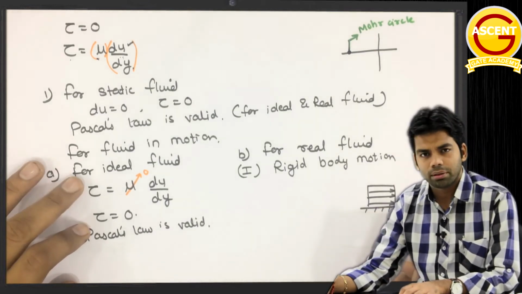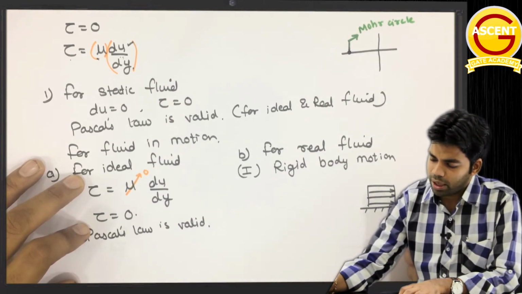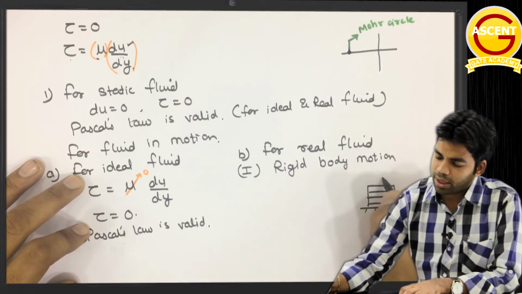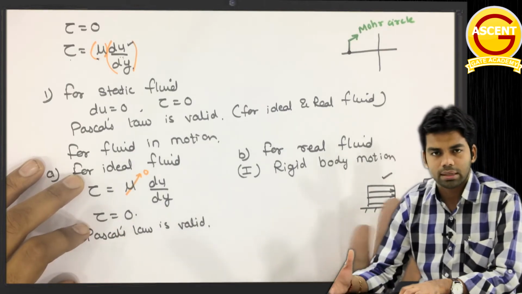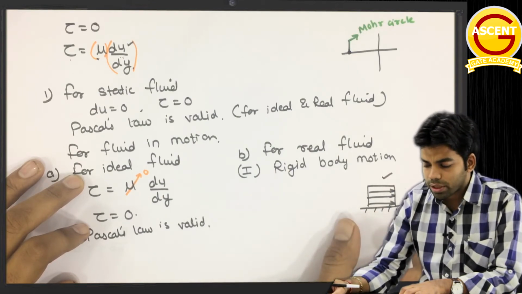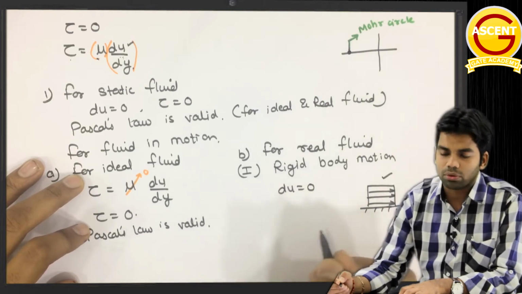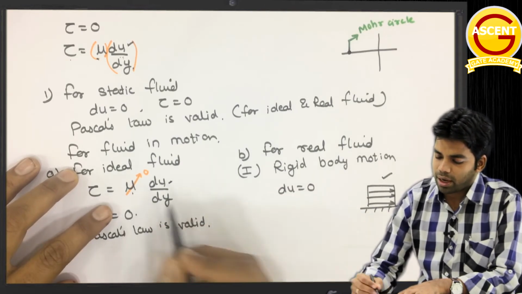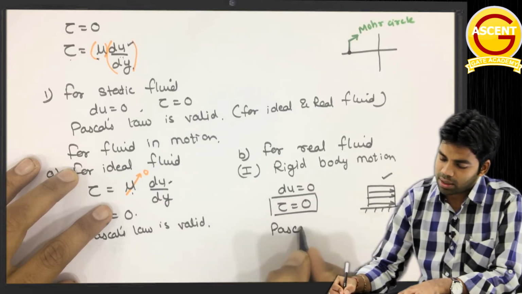The fluid cannot have a rigid body motion, because as we already discussed in the first unit, the velocity of the fluid changes like this. But here we are assuming a rigid body motion, that means the velocity at all points of the fluid is the same. In case of rigid body motion, because the velocity is not changing, du is equal to 0, and since du is equal to 0, whether it is a real fluid or an ideal fluid, tau should be equal to 0. Getting this? That means again Pascal's law is valid.